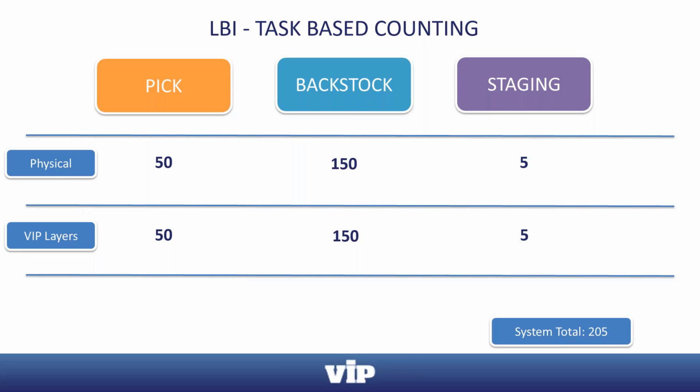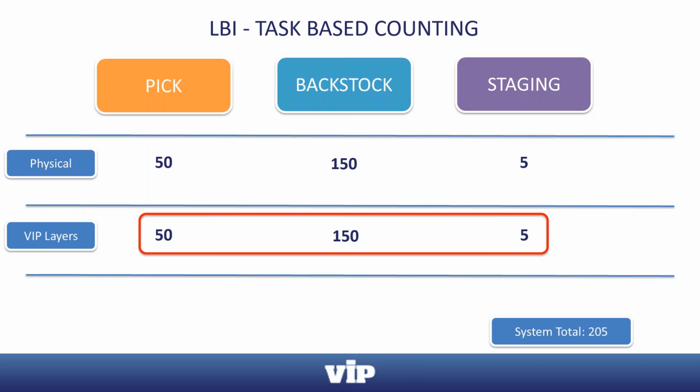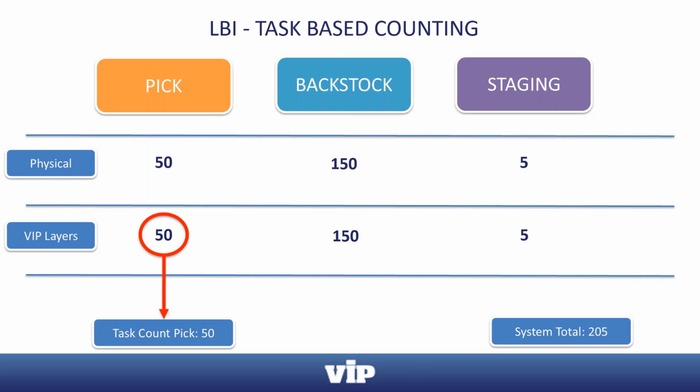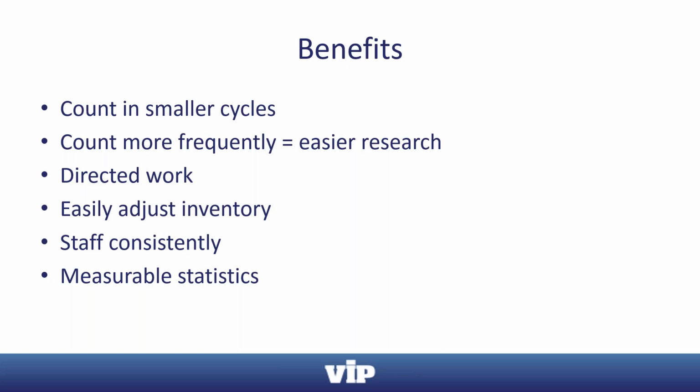With task-based counting, on the other hand, notice that you now have a layer file in VIP. Because of this, we can create count tasks based on locations. When a user counts that location, he is simply comparing to the layer file, and in this case, we're assigning only the pick location to be counted. As long as the user's count matches the amount in the pick location in the layer file, the user is done counting. By using task-based counting, customers can count less overall product so that they can focus on only certain locations to balance to, rather than balancing to the whole warehouse.